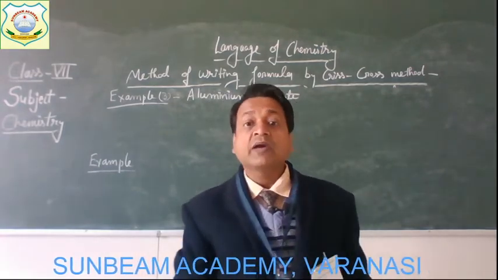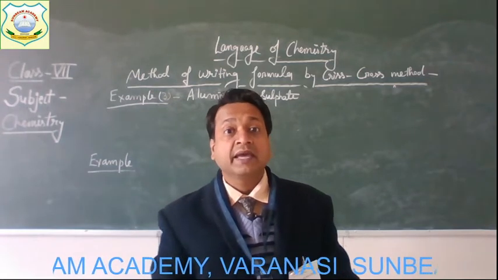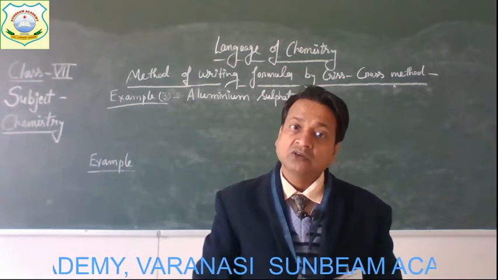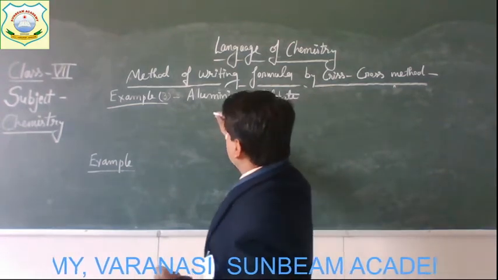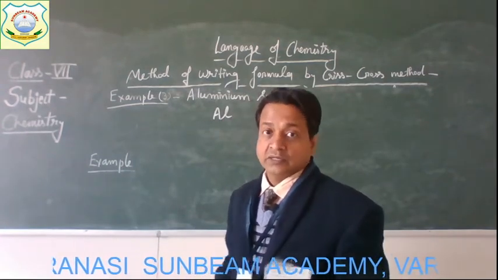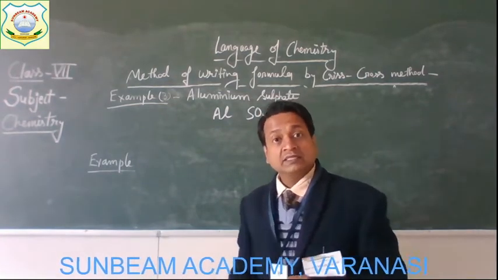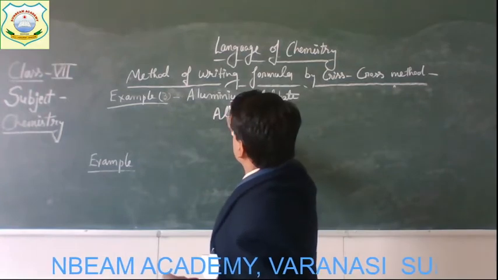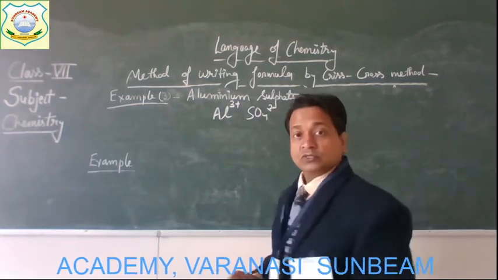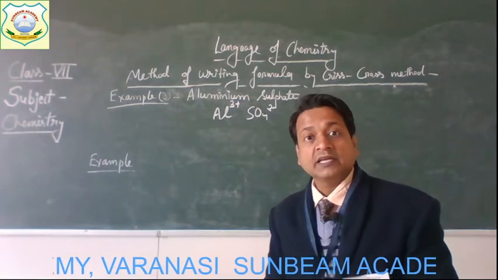Okay, the formula of aluminium sulfate. First of all, we will write the symbols side by side and valencies at the top. The symbol of aluminium is Al, and the sulfate, you know very well, it's SO4, and the valency of aluminium is +3, and the valency of sulfate is -2. Now if any common factor is there, remove it.